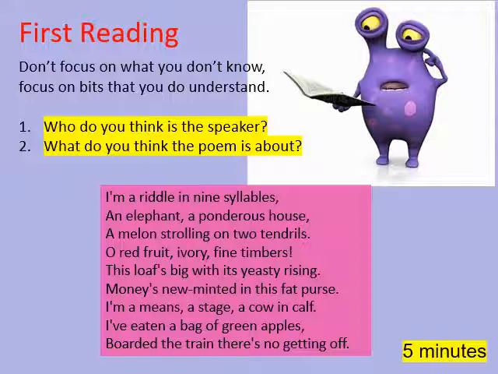I'm a riddle in 9 syllables, an elephant, a ponderous house, a melon strolling on 2 tendrils. O red fruit, ivory, fine timbers, this loaf's big with its yeasty rising. Money's new minted in this fat purse. I'm a means, a stage, a cowing calf. I've eaten a bag of green apples, boarded the train, there's no getting off.